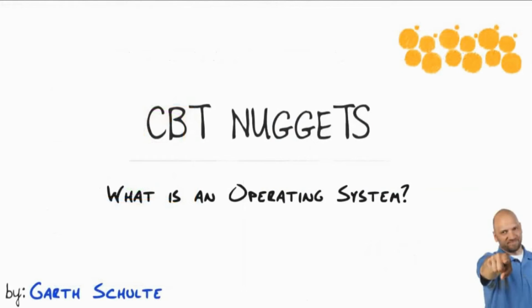In this CBT Nugget, we defined what an operating system is: the foundation of software on top of hardware, and the interface between man and machine.